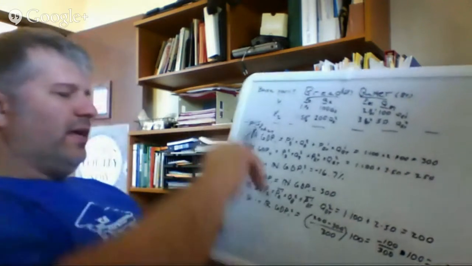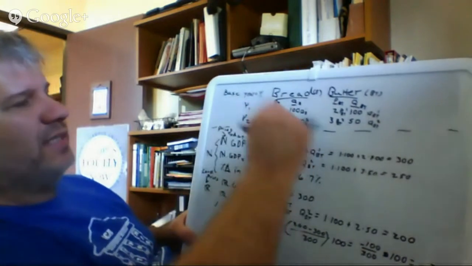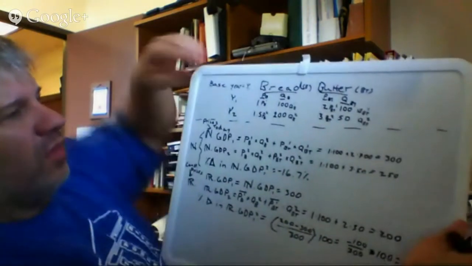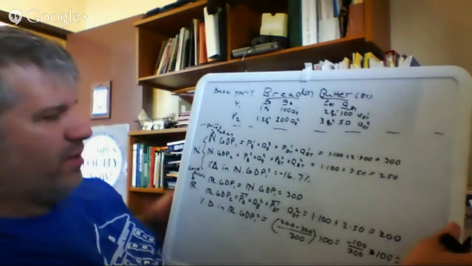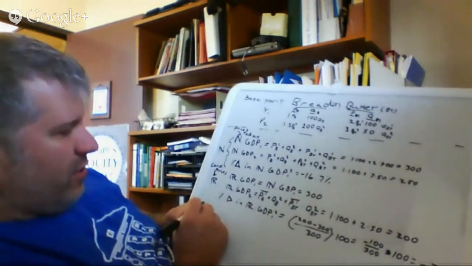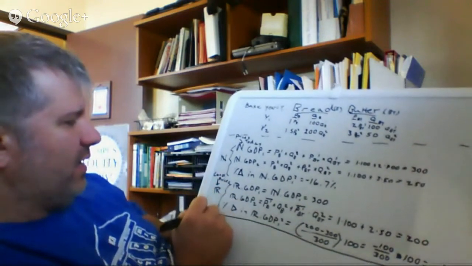So what we can see is the impact is a lot bigger in real GDP than in nominal GDP because the prices went up and muted the loss, the decimation of the amount of quantities that were purchased in the marketplace.